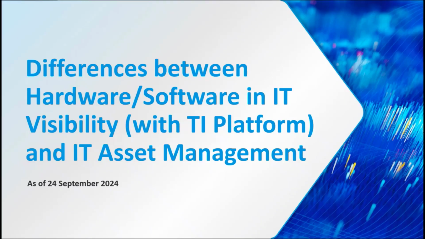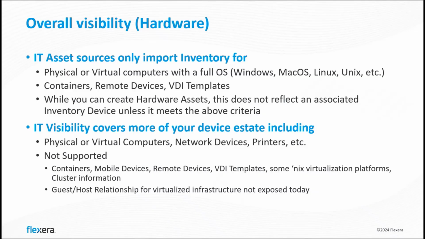There are some differences that you need to be aware of between hardware and software in IT visibility with the technology intelligence platform versus what you will see in IT asset management as an example here. So IT asset sources only import inventory for physical or virtual computers with a full OS. It filters away network gear, routers, switches, etc. It also pulls in data for containers, remote devices, VDI templates, etc.